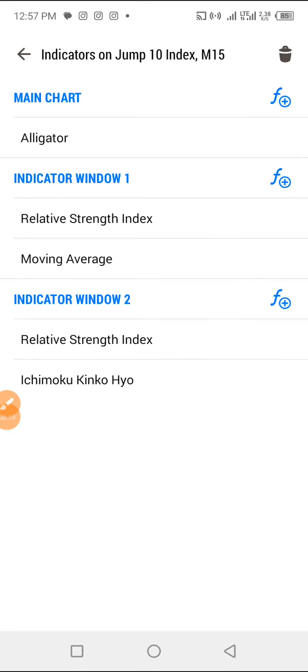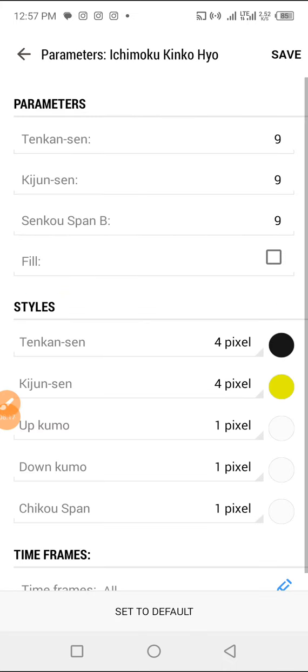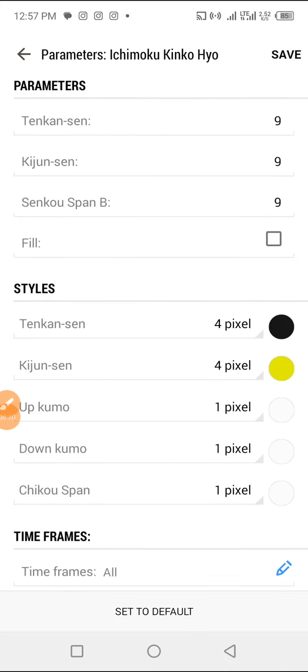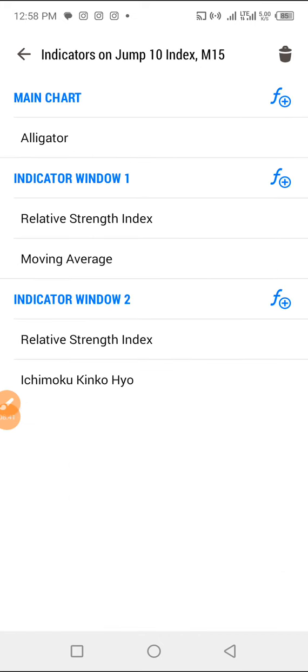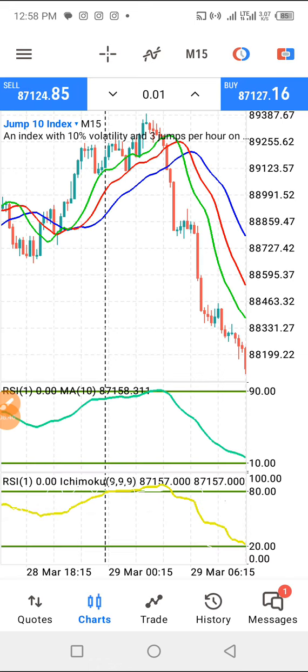Then the last one you are going to add is the Ichimoku. Here are the settings for the Ichimoku. The Tenkan-sen, the Kijun-sen, and the Senkou Span B are 9. Then the Tenkan-sen and the Kijun-sen are only black and yellow, while the others are white. Then lastly, that is all. You click on save. When you are through, this is how your chart is going to look like.